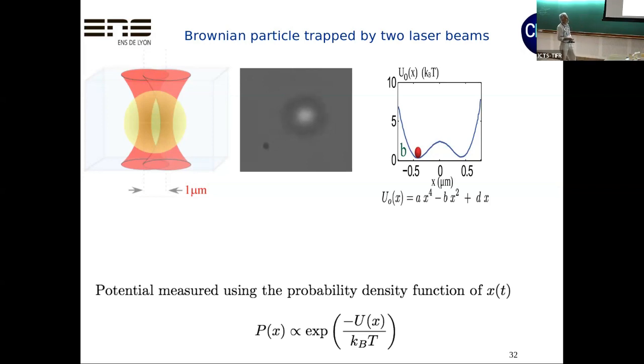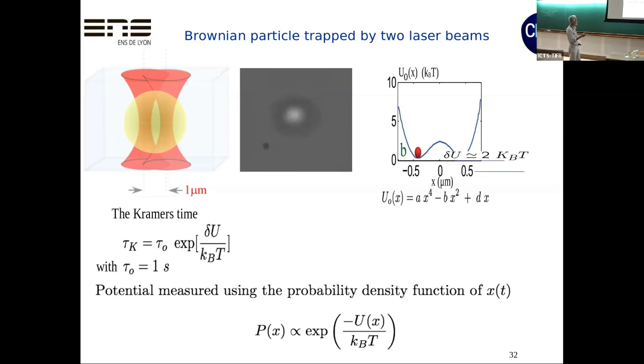You see this is a typical quartic potential with two wells, okay? And then you can fit all the parameters, and then you can check, for example, the barrier, which is about 2 kBT, okay? And then, for example, you can check the Kramers rate, the jumping time between the two wells, okay? So this allows you, again, to characterize your system and to have a precise knowledge of what you're doing, okay?